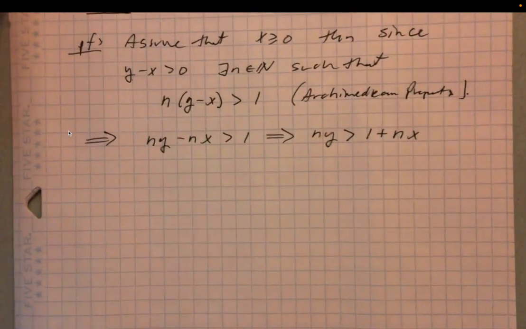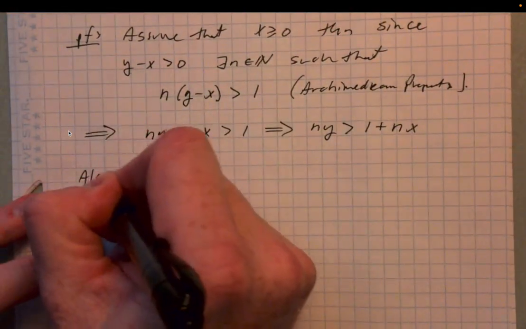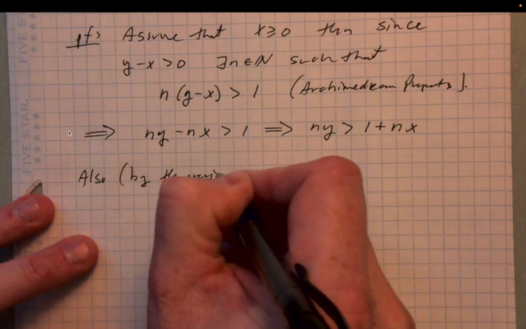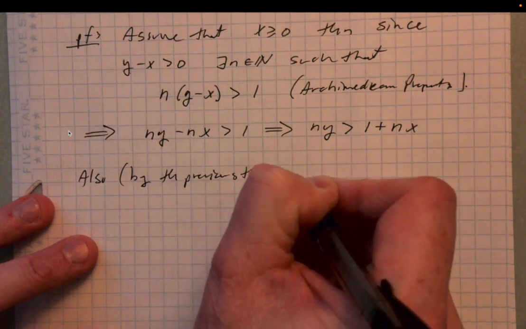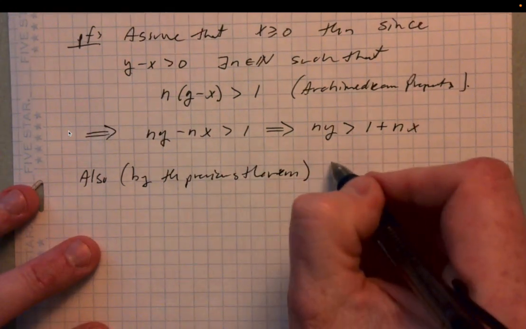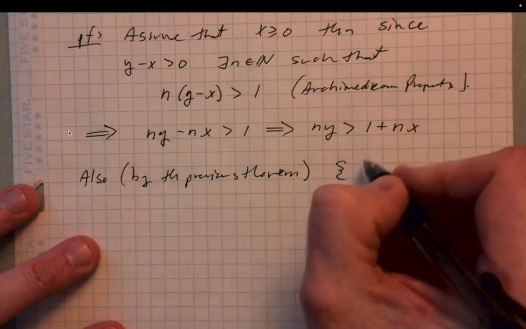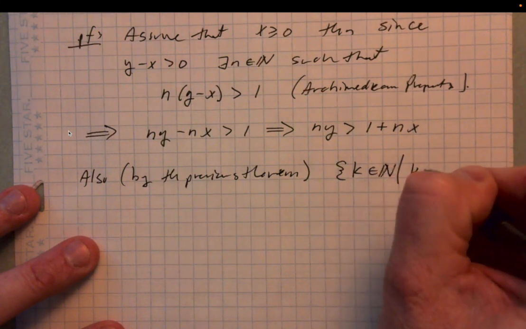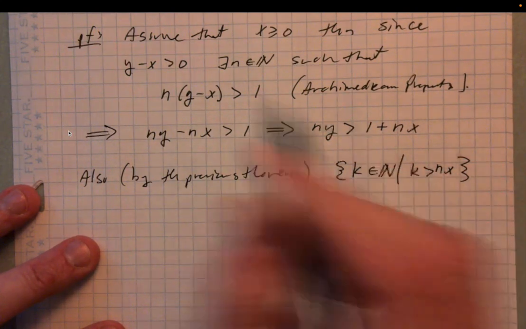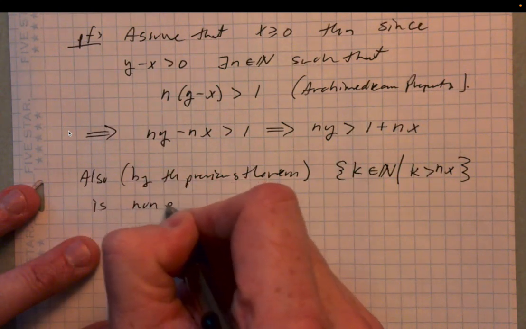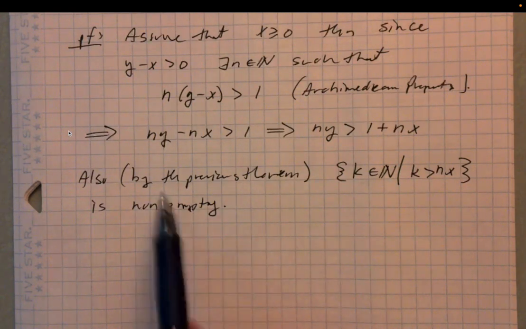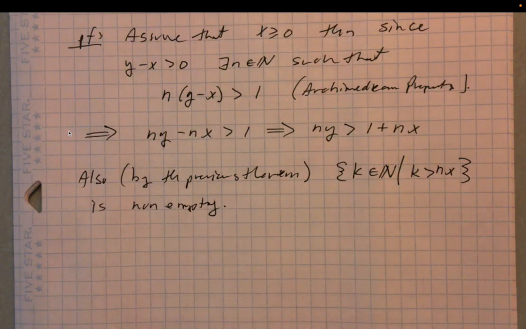Okay. Now also, and this one by the previous theorem, the set of k in N, the set of natural numbers, such that k is greater than nx, is non-empty. Right, so I can always find one. This is going to follow directly from the previous theorem, right? That makes sense, right? Hopefully.